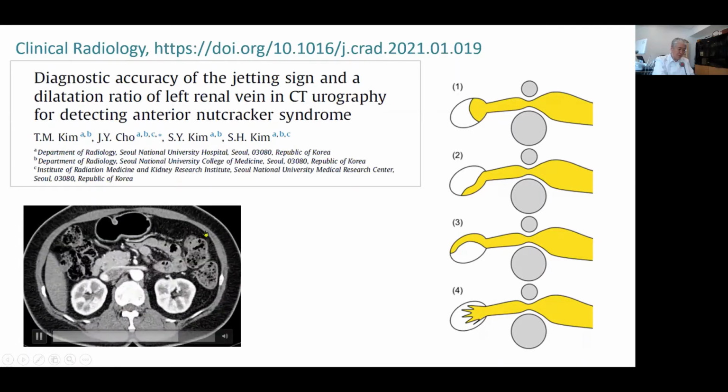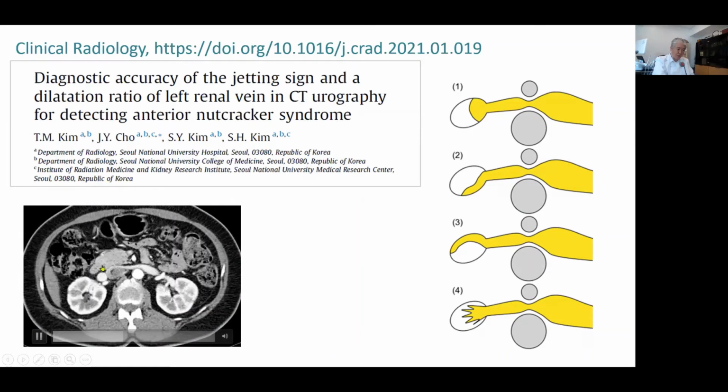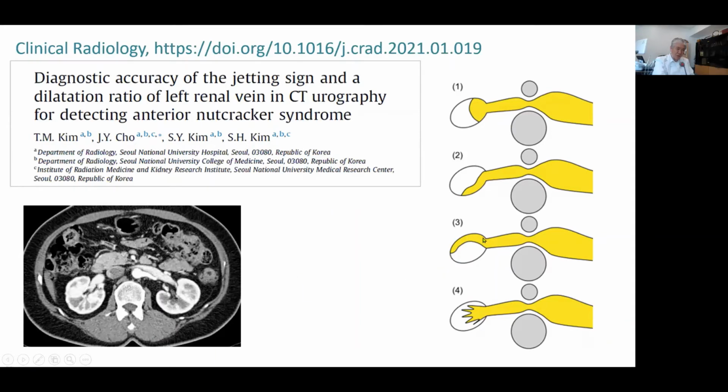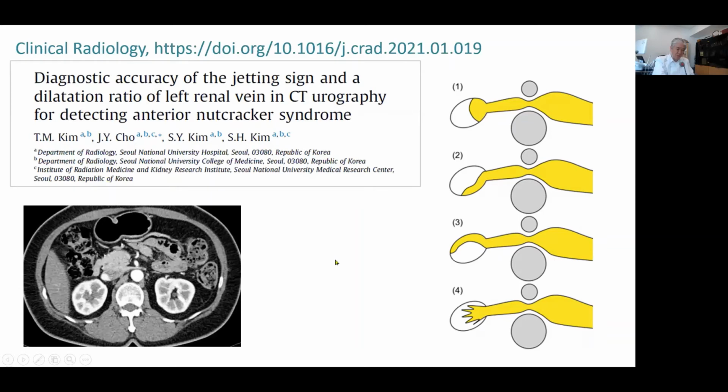This is a 40-year-old man with microscopic hematuria, and the flow pattern in this patient is type 3 along the anterior non-dependent margin, and this CT finding suggests Nutcracker phenomenon.